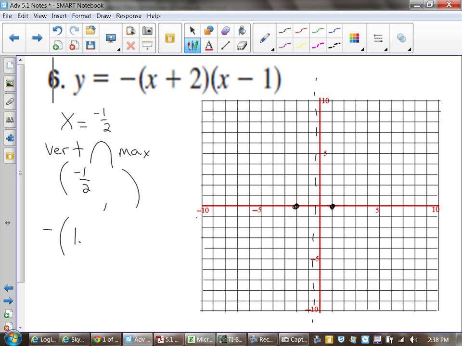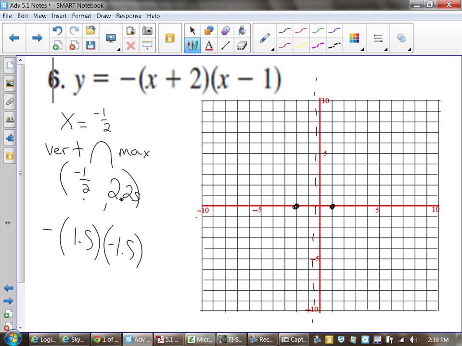-1/2 plus 2 is 1.5. And then it's times -1.5. -1.5 times -1.5 is 2.25. And it's positive, which is good because it means it's opening downward. So the ordered pair is at 2.25. I knew it was 2.25 because 15 times 15 is 225. I just moved the decimal over. Sometimes it's easy to work with.